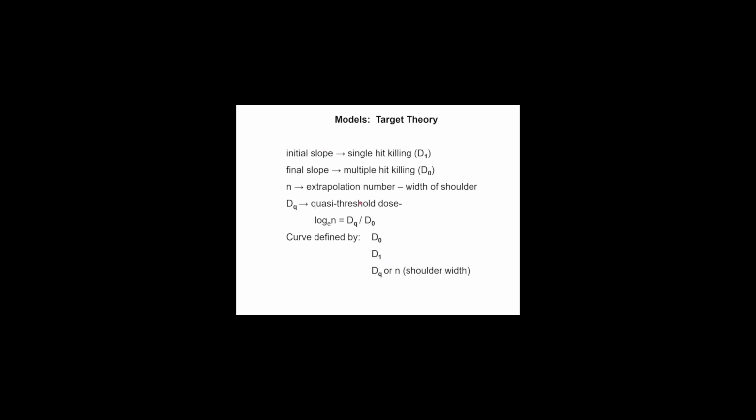Now, here's the target theory model. Here's the curve for it. The log base e of N is equal to Dq over D0. So we have these 3 values, N, Dq, that are defining the upper part of the curve, and D0 defining the lower part of the curve. These are often used, but I've never seen it on the boards. But I have seen this next part on the boards.